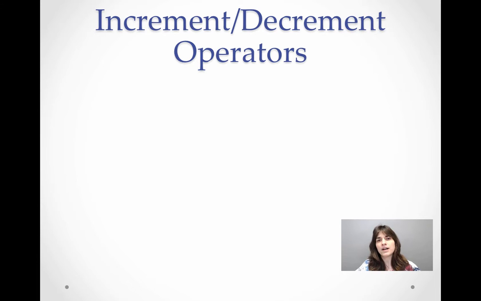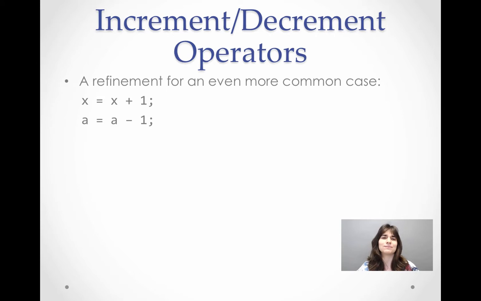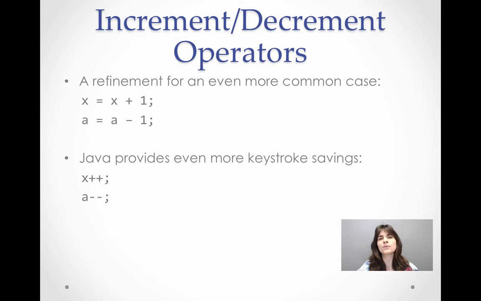There are some operations that are very common, even more common. Specifically, not only do we want to add the value of, say, another variable to x, many times we actually want to just increase the value of x by 1. Similarly, decrease the value of another variable, like a, by 1. So this increase by 1 or decrease by 1 happens very frequently in programs, apparently. For this reason, we have other shortcuts which do exactly that.